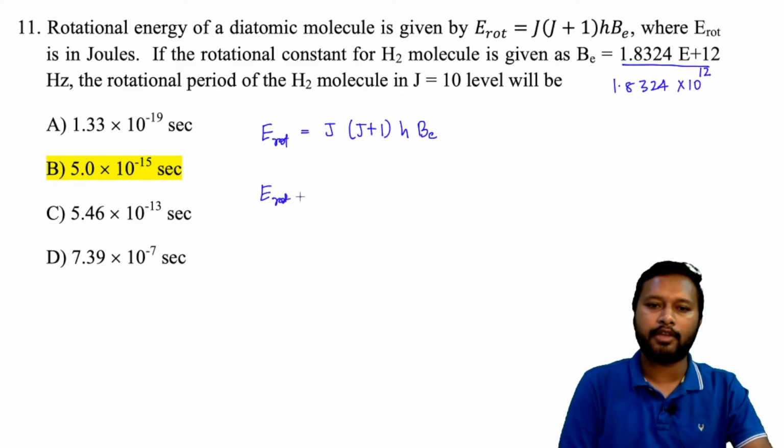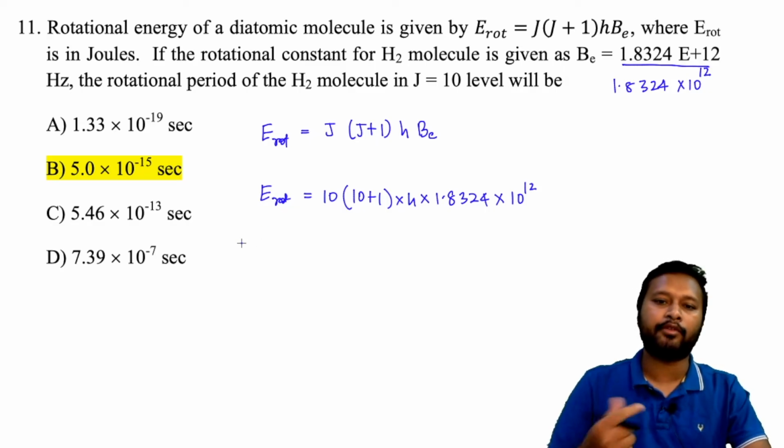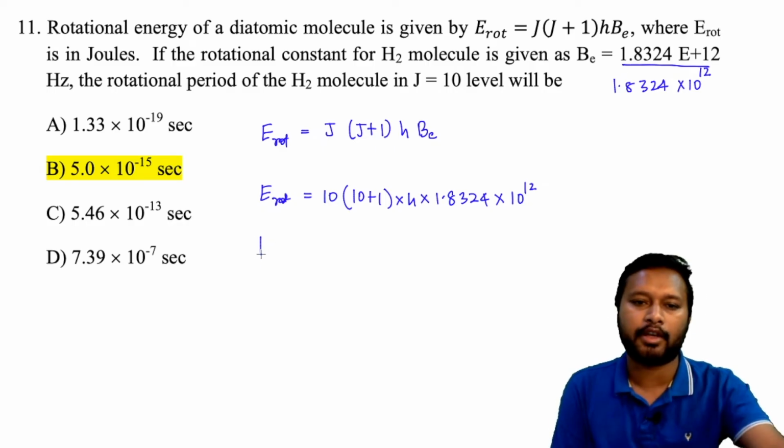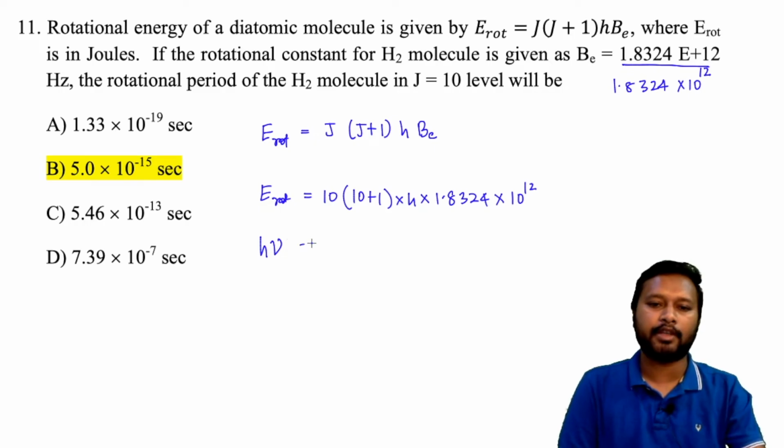So the value of E rotational is going to be 10 into (10 plus 1), multiplied by h, multiplied by B_e. B_e is 1.8324 into 10 to the power 12. What I can do is find the energy, and energy can be related to your frequency. Since E equals h nu, in the place of E rotational I can write h nu, because that's what the energy is. On the other side, I will have 10 into 11 into h into 1.8324 multiplied by 10 to the power 12.